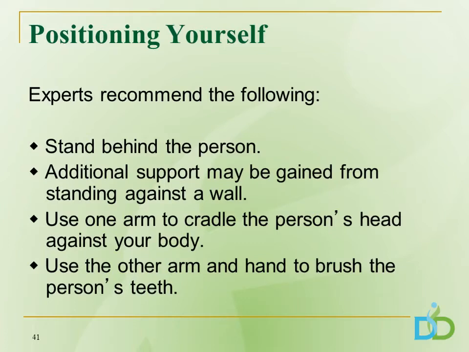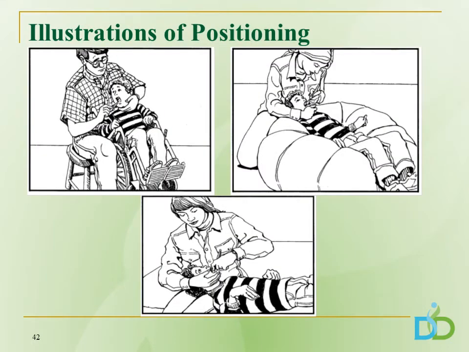The caregiver should support and cradle the person's head while tipping the head backward to view inside the mouth more easily. If the caregiver is right-handed, the head should be cradled with the left arm, and vice versa if the caregiver is left-handed. These pictures demonstrate different positions that can be used when brushing the teeth of a person with a physical limitation. Notice that one caregiver uses the right-handed brushing and the other is using the left-handed approach.